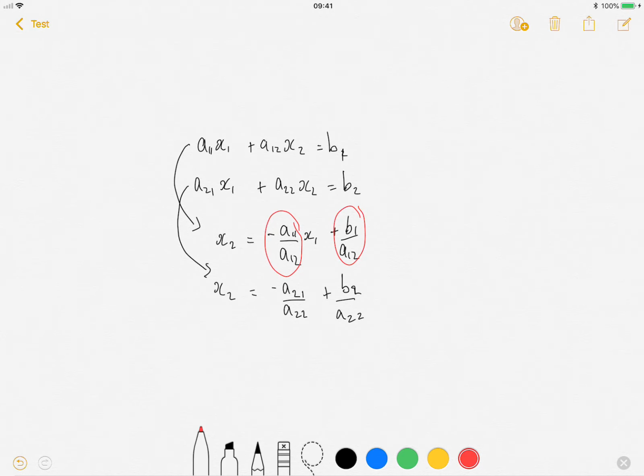And the intersection between these two equations or lines is where our solution will lie.